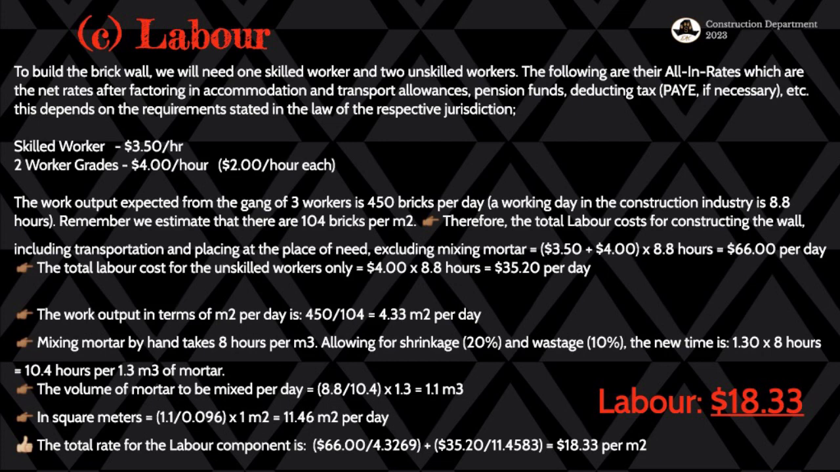So instead of 8 hours, we need more time for them to mix the extra concrete, which then gives us the new time: 130%, which is 1.30 exactly, multiplied by the 8 hours to get 10.4 hours per 1.3 cubic meters of mortar. So it's no more just for 1 cubic meter, we are now mixing 1.3 cubic meters as the rate.